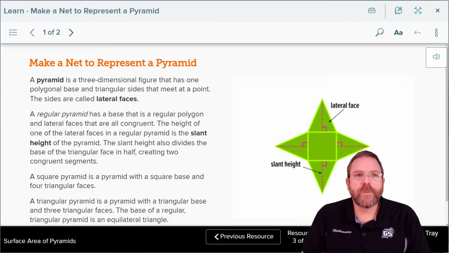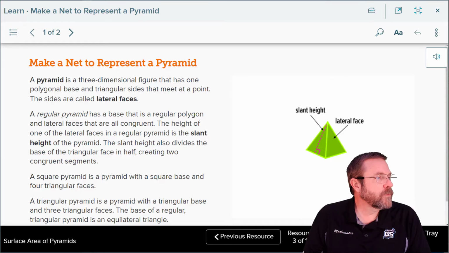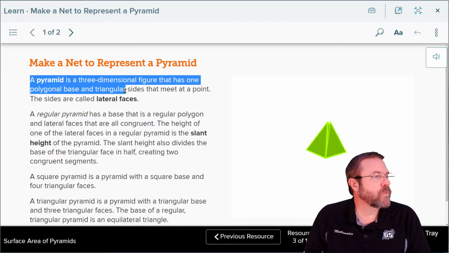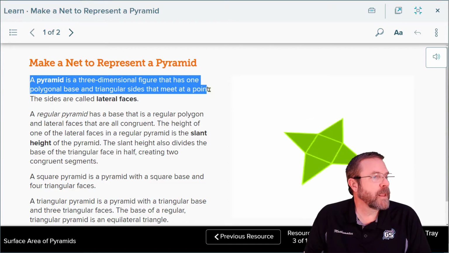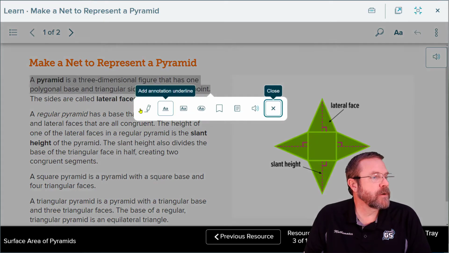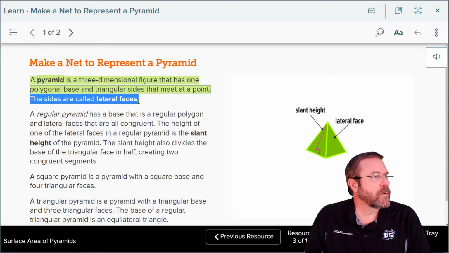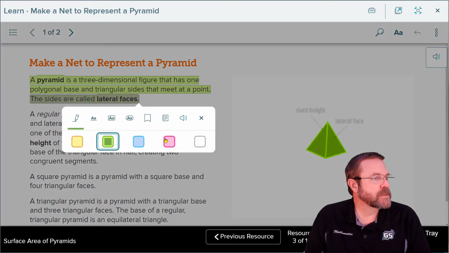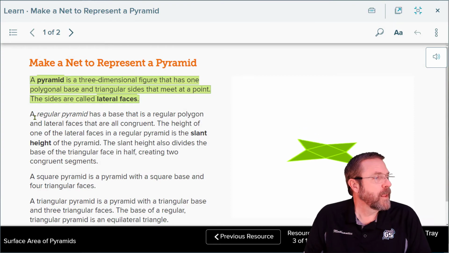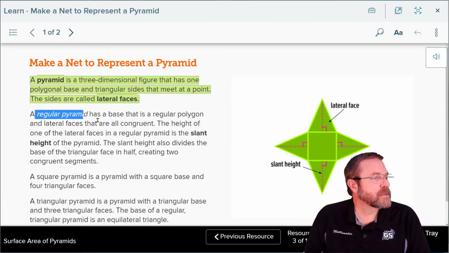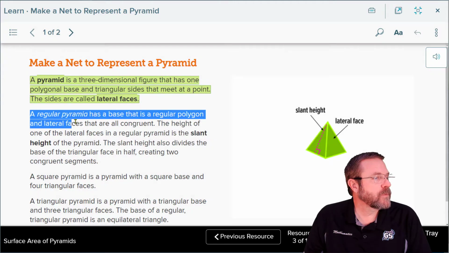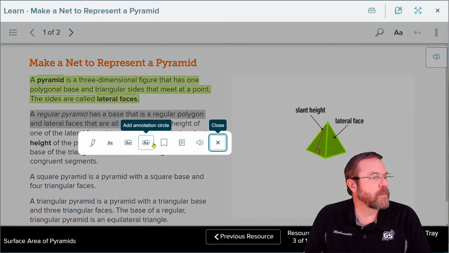We are picking up some new vocabulary terms today, the first of which is going to be a pyramid. A pyramid is a three-dimensional figure that has one polygonal base and triangular sides that meet at a point. Highlight that one. The sides of the pyramid are called the lateral faces. Highlight that one. A regular pyramid has a base that is a regular polygon and has lateral faces that are all going to be congruent.